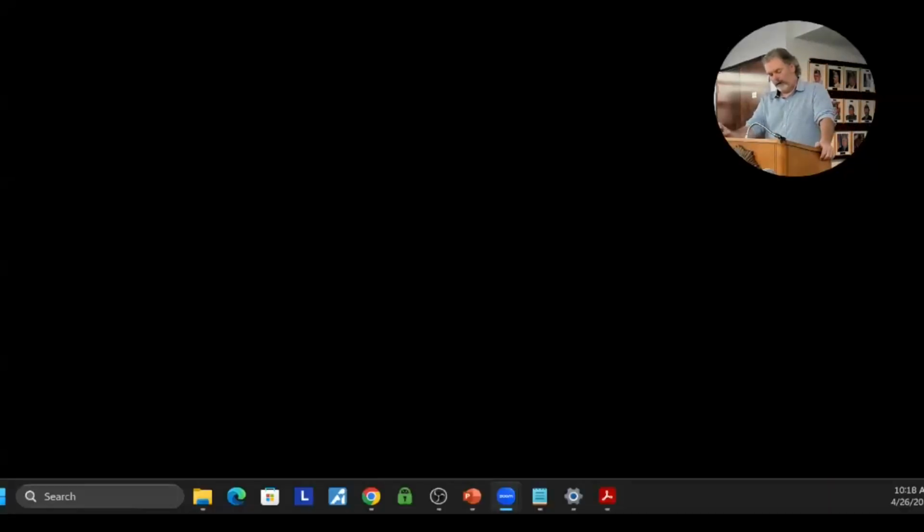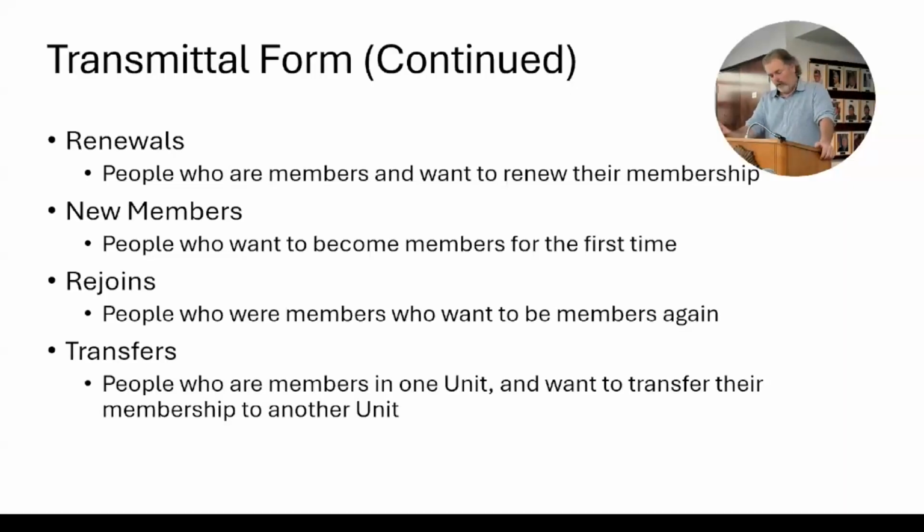A rejoin is going to be a person who was a member and who wants to be a member again. So let's say they were a member in the 90s, or the 2000s, or in 2021, and they want to be a member again. Those are going to be rejoins, they need to be rejoined back in. And then you're going to have transfers, and that's people who are transferring from one unit into another unit with their membership. We'll keep going on some definitions.